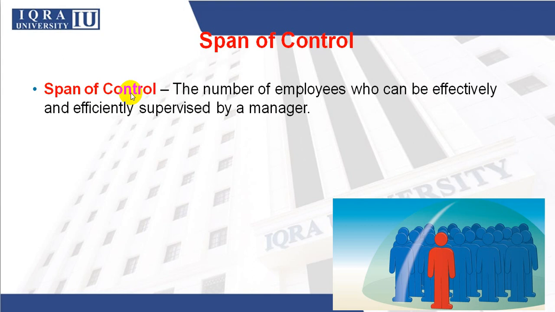So here we have the concept of span of control, which you already know. Let me revive it quickly: span of control means how many employees a manager can efficiently and effectively manage under his supervision. That's what I have written here as well, the number of employees who can be managed by a supervisor or by a manager, how many employees can be handled by a manager. This is what span of control is.